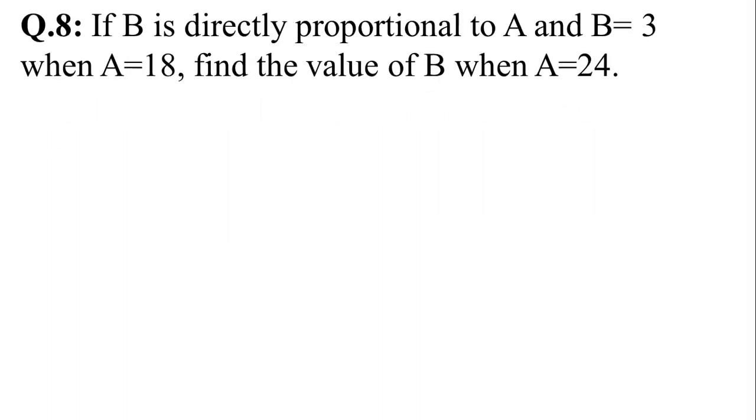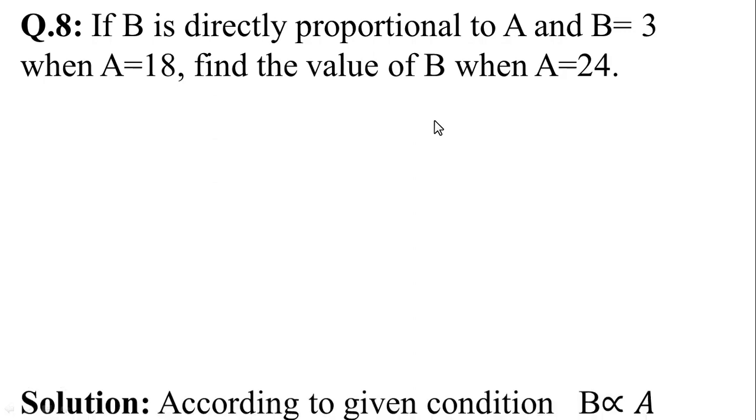Now in question number 8, b is directly proportional to a. Given the relation, b is directly proportional to a, and the value of b is equal to 3 when a is equal to 18. In the other condition, find the value of b when a is equal to 24. First of all, write according to the given condition.